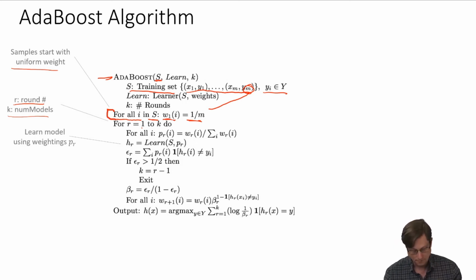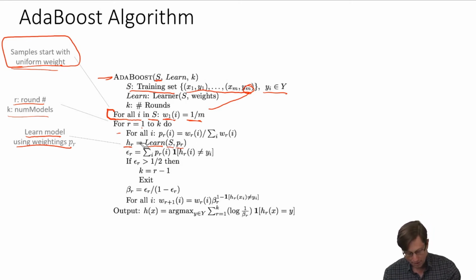Trust me, you'll see. So skipping that, the next step is you learn the model using the weightings that you have at this round, where they're all uniform. So learn on the samples with the weightings, and you have your hypothesis for round R, in this case H1. The next step you want to do is compute the error. That is, how good is H1 at the concept we're trying to learn?